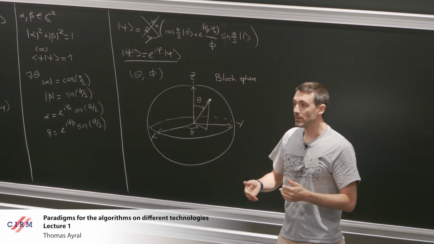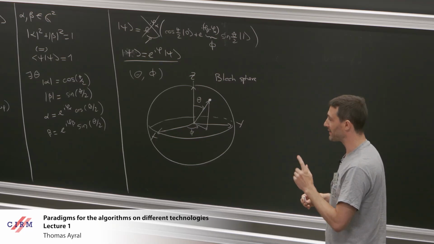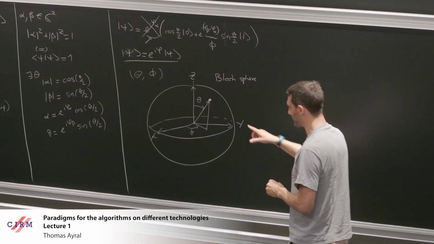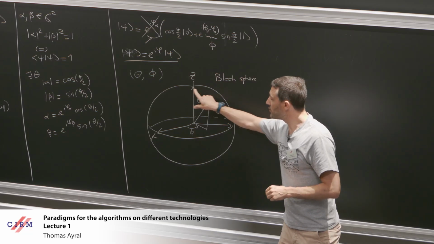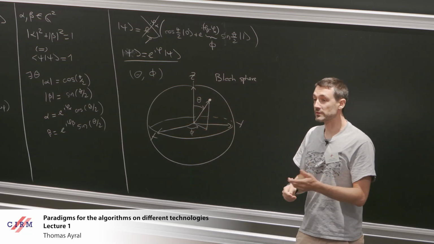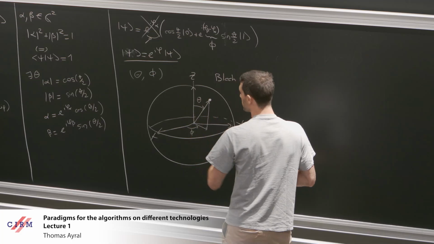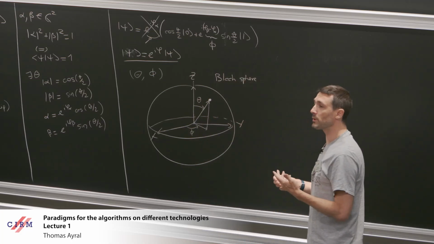And the whole game of quantum computing, at least if I have a single qubit, which is not that interesting, but I'll come to more qubits later, is to move this point along the sphere. So a quantum computation is just moving around this point on the sphere. And this is what quantum gates do.